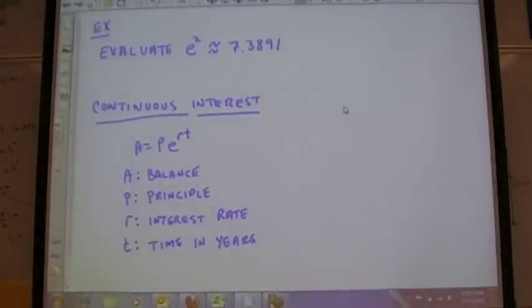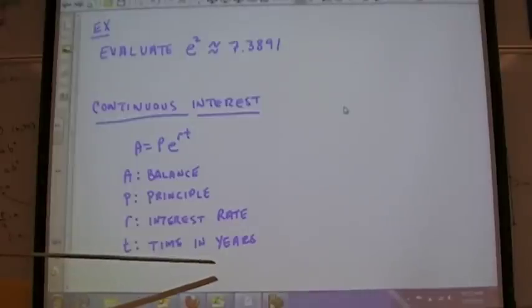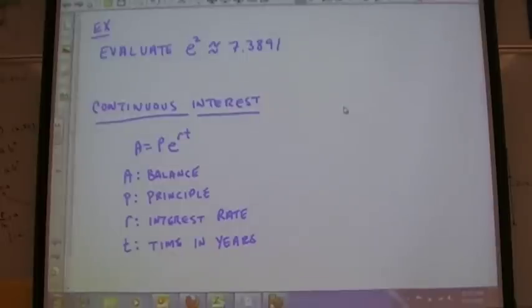A equals P e raised to the rt power. A is your balance, P is your principal. That's the amount of money you start with. r is your interest rate. And t is your time in years. So if I tell you to figure out the balance after 6 months, what would t be? 1/2. Very good. How did you figure that out? t is time in years. 6 months is half a year. So that's why t is 1/2.